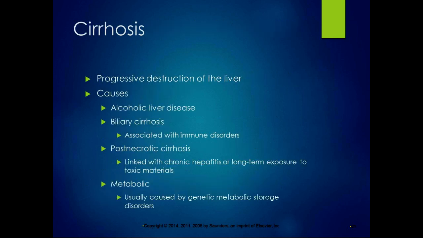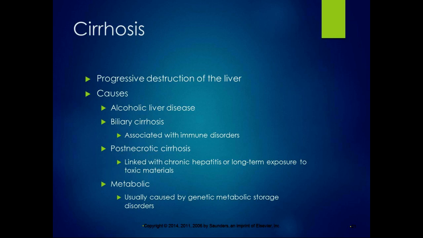Cirrhosis is progressive destruction of the liver. There are different causes of it. Alcoholic liver disease is one cause of it. Biliary cirrhosis is associated with immune disorder, so it's an immune problem where the liver is getting progressively destroyed. Post-necrotic cirrhosis, it's linked with chronic hepatitis or long-term exposure to toxins. So like we were talking about, you work in a setting where you're exposed to industrial solvents. Metabolic cirrhosis is usually caused by genetic metabolic storage disorders.